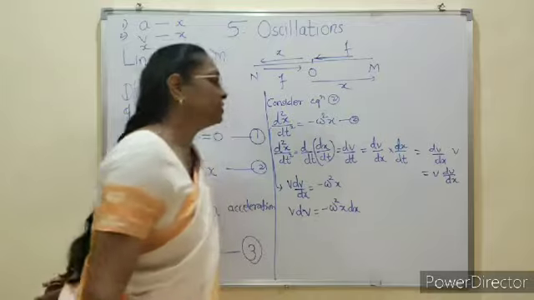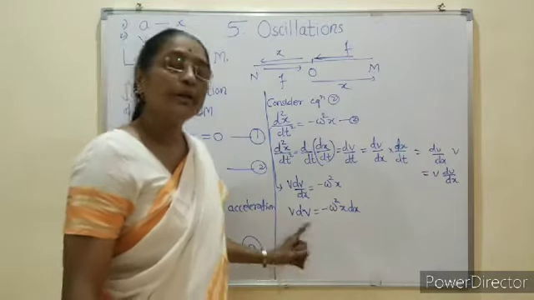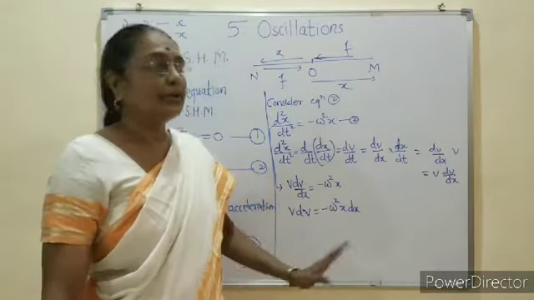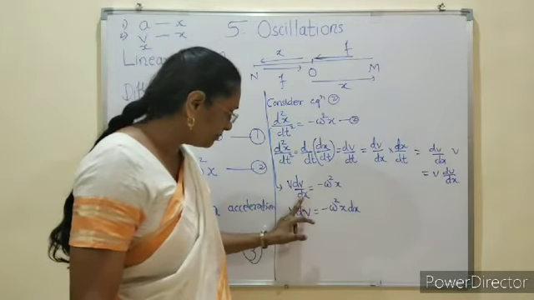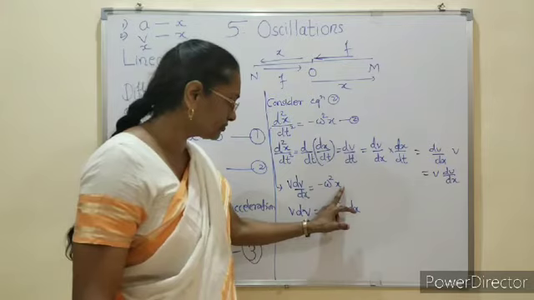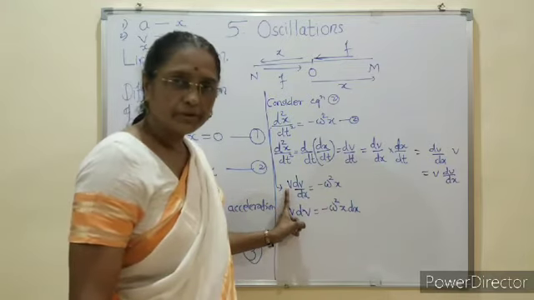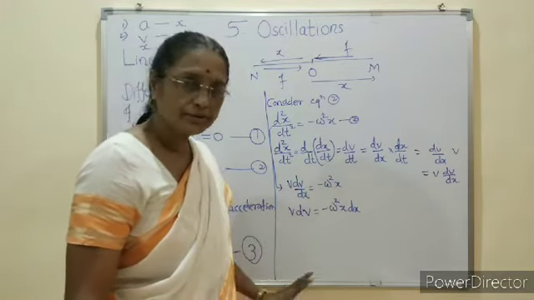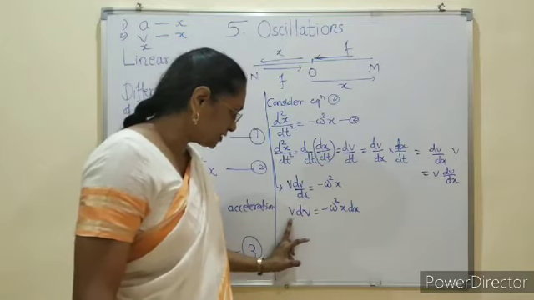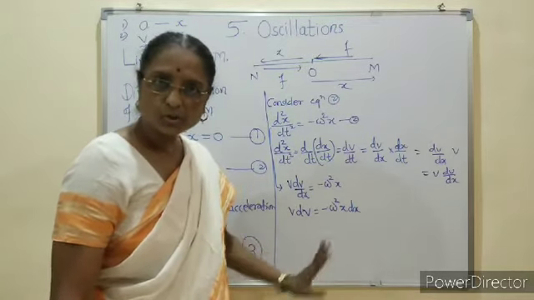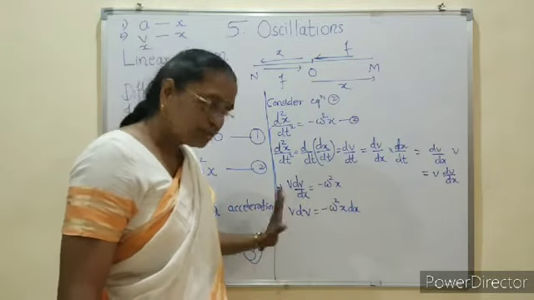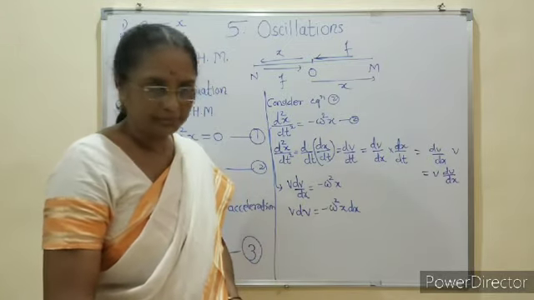Now at this stage we can say that variables are separated. Which variables are there here? In this equation v dv by dx is equal to minus omega square x, v is one variable, x is another variable. Now on the LHS there is velocity, on RHS there is only displacement. Now at this stage we can integrate the equation.